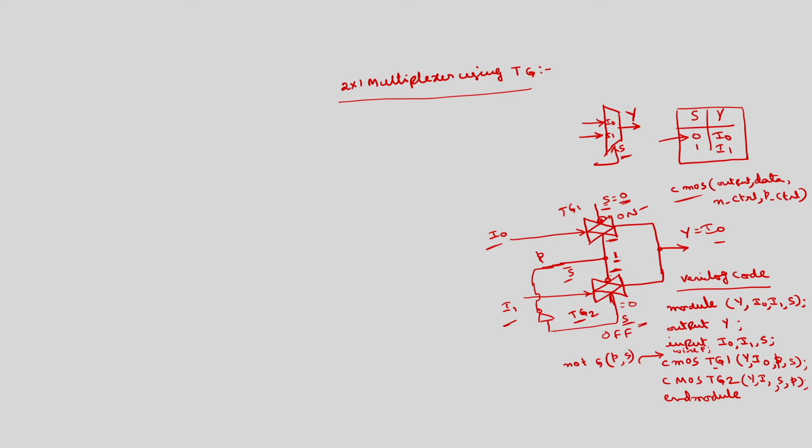Okay. So, there are two more primitives which are called as pull up and pull down. So, now to explain this pull up and pull down, we should know the switching characteristics of the CMOS gates. So, I will consider a simple NOT gate.